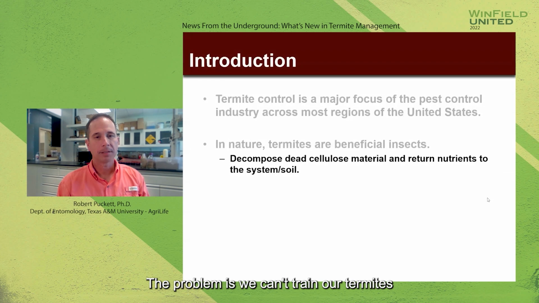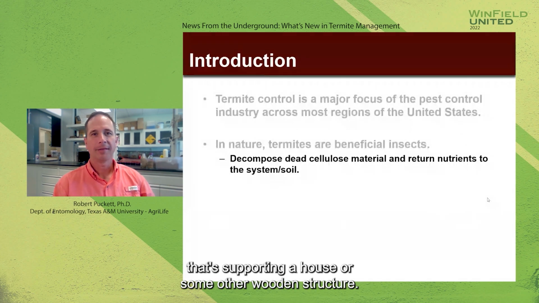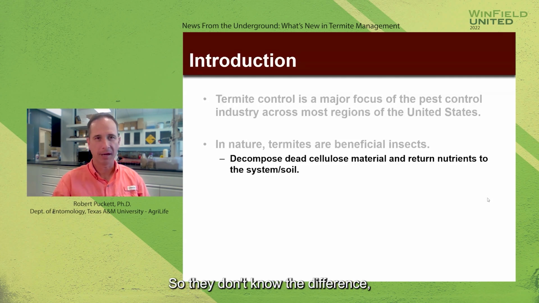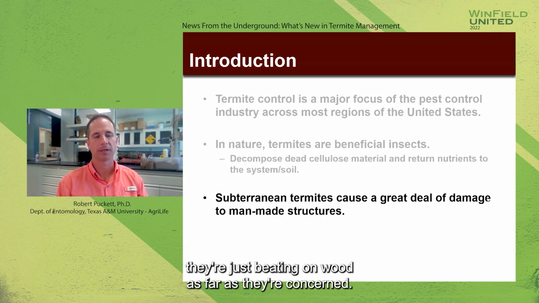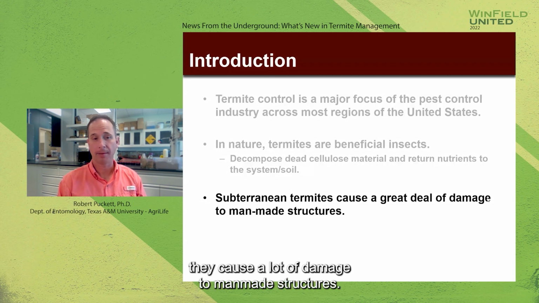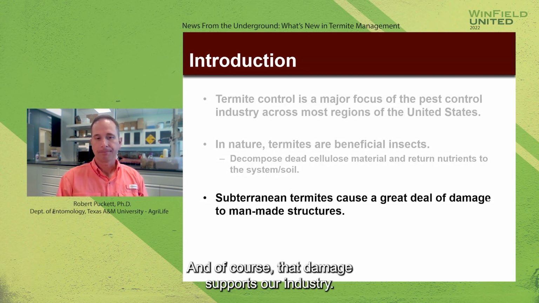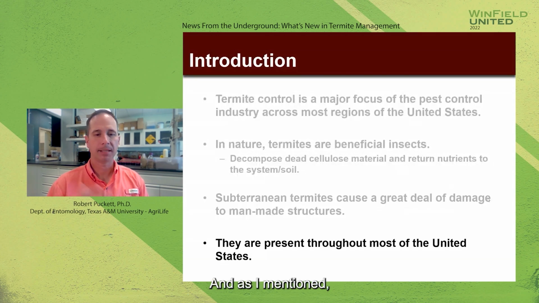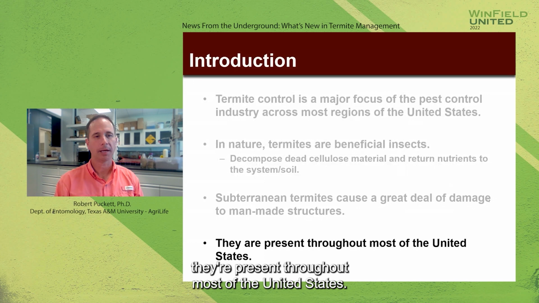And termites and other decomposing organisms are very important in that work. The problem is we can't train our termites to recognize the difference between a tree that falls in the forest and a 2x4 that's supporting a house, or some other wooden structure. So they don't know the difference. They're just feeding on wood as far as they're concerned. As a result, they cause a lot of damage to man-made structures. And of course, that damage supports our industry, right? And as I mentioned, they're present throughout most of the United States.